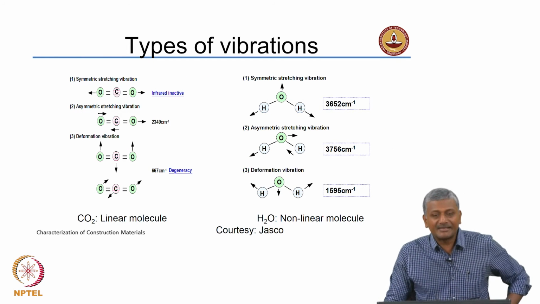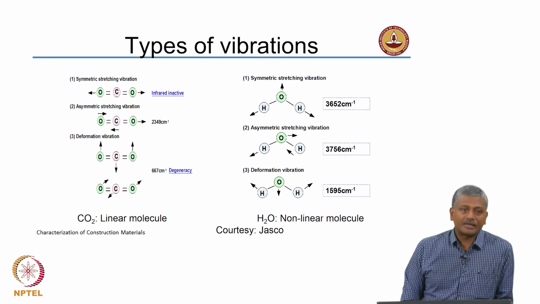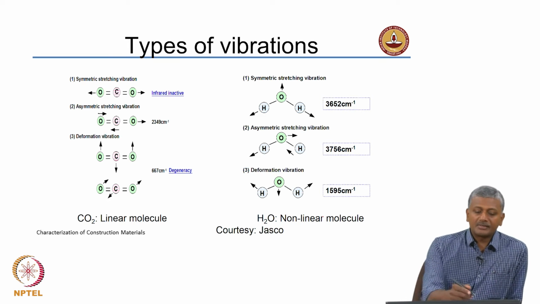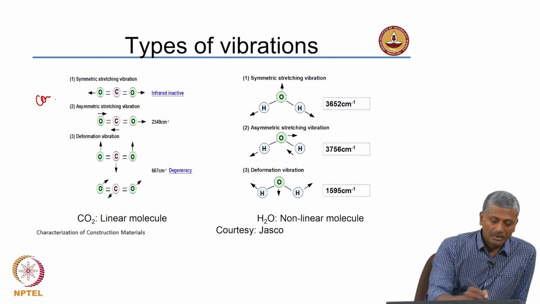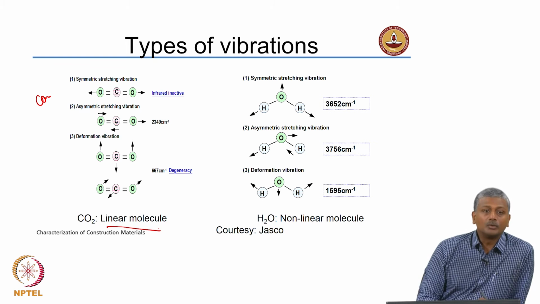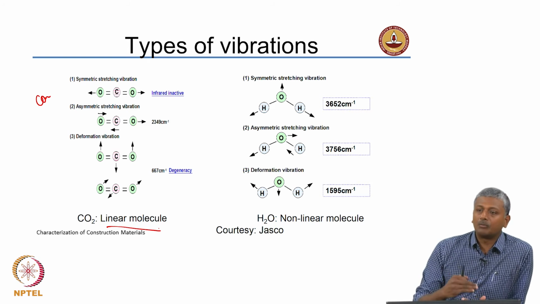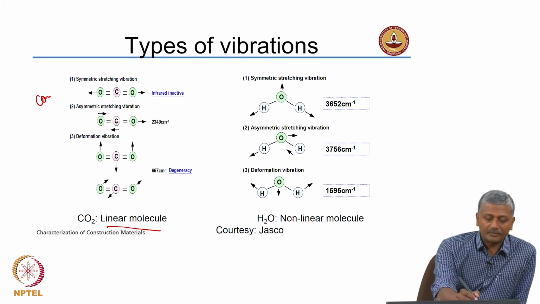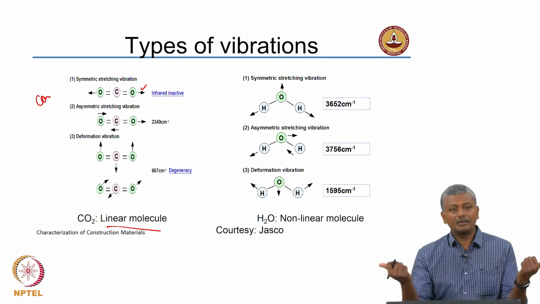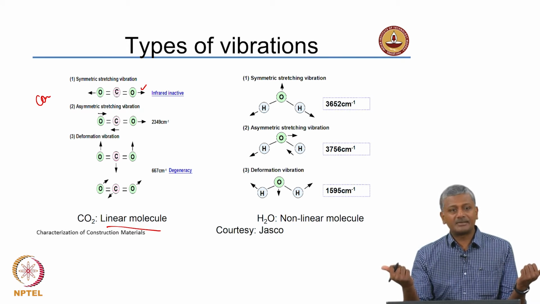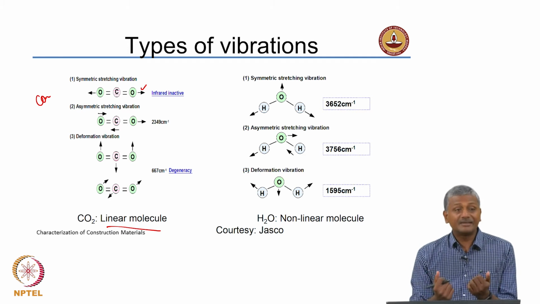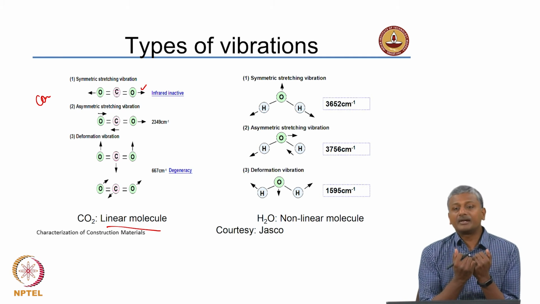So, this is just an example of the different types of vibrations that can actually happen. Considering the CO2 molecule, which is a linear molecule, because there is no angle in the bonds between carbon and oxygen. In this case if you have a symmetric stretching, that means both sides are stretching equally, so you do not really get a charge imbalance in this case. Because of that this sort of a system will be infrared inactive.